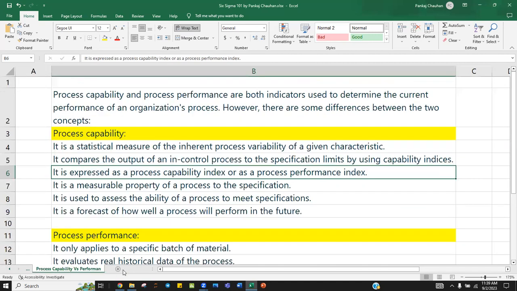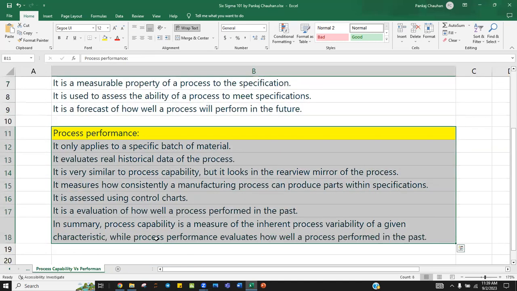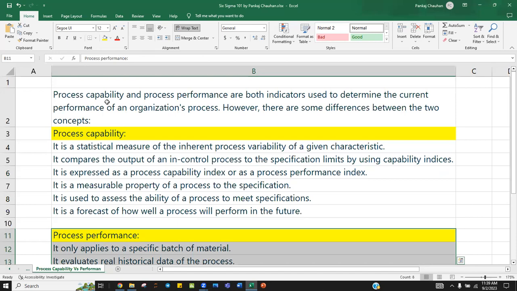Now, let us understand the difference between process capability versus process performance. Process capability and process performance are both indicators used to determine the current performance of the process. There are some differences in these two concepts.